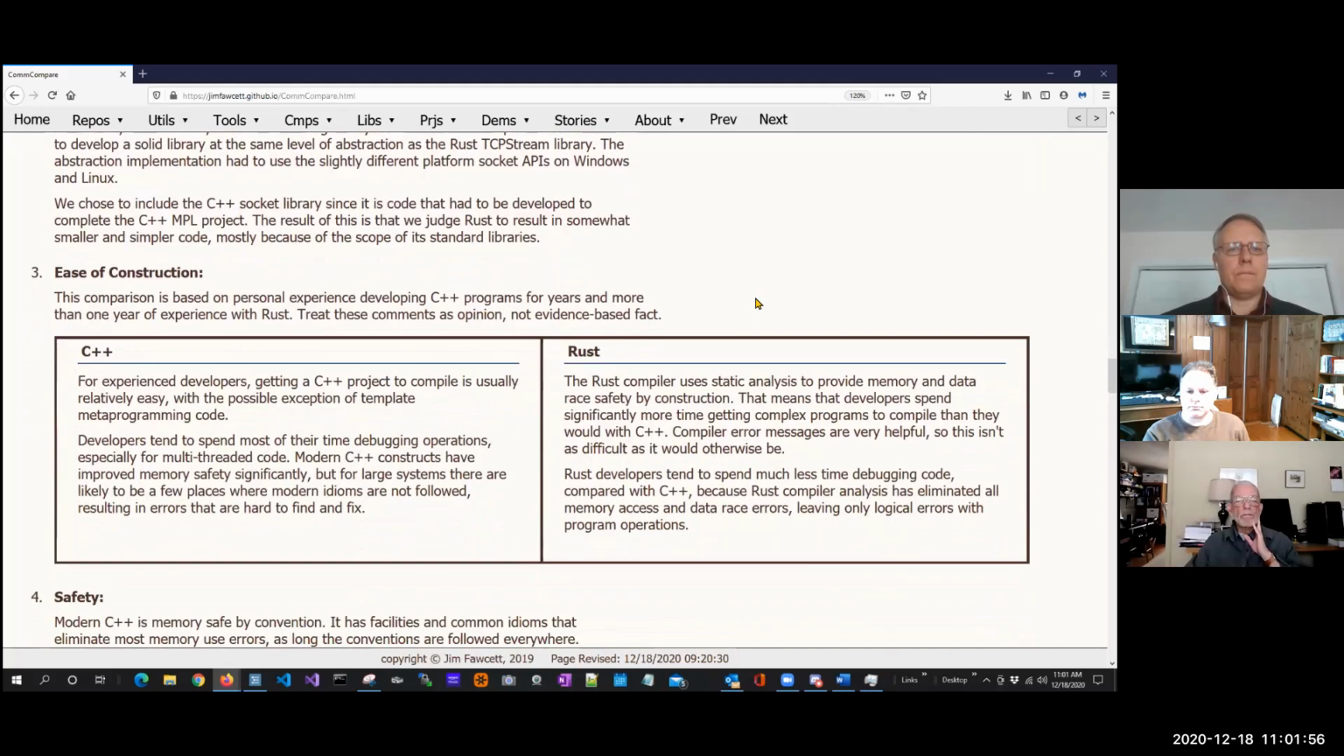So I want to talk a little bit about the ease of construction. I'm an old-time C++ developer, and I don't have trouble getting stuff to compile with C++. Sometimes when you're writing template metaprogramming code, that can get tricky. But aside from that niche case, C++ is pretty easy to get to compile. Where you run into problems is debugging. Dangling pointers, especially data races. Data races can be really, really hard to debug.